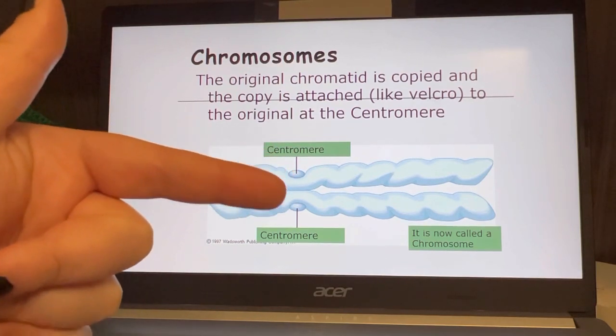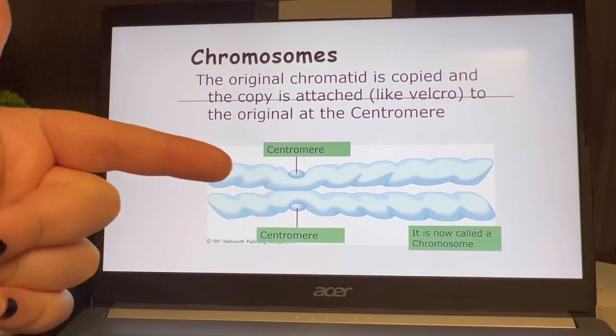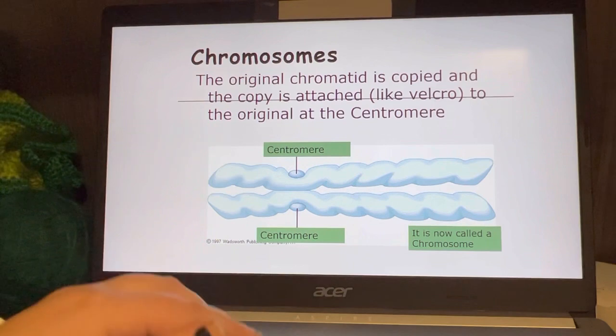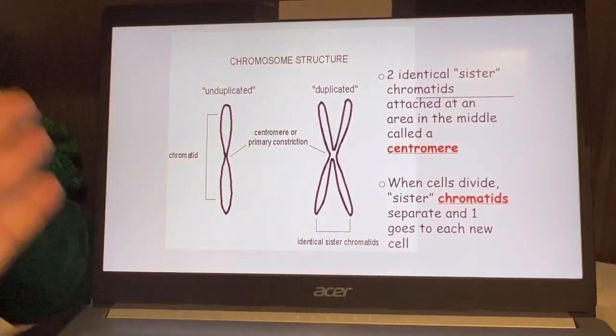So that's these funny dots here. They're like the Velcro holding it together. So instead of having 2 chromatids, we now have one chromosome. Right. Next, structure of a chromosome.